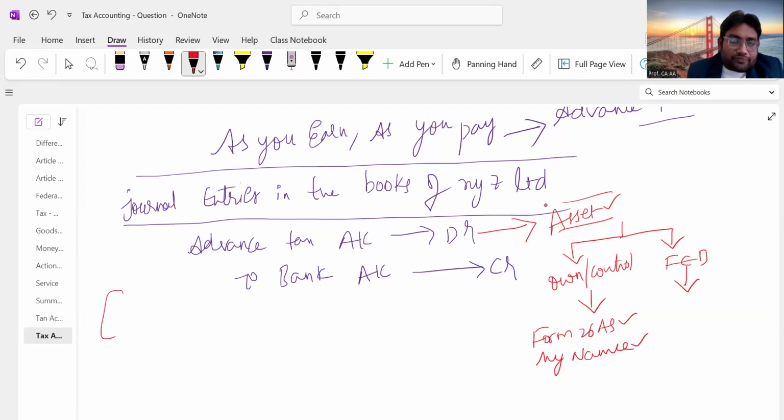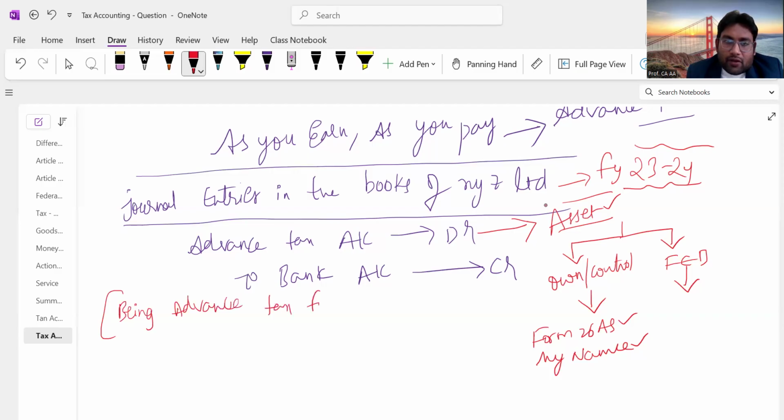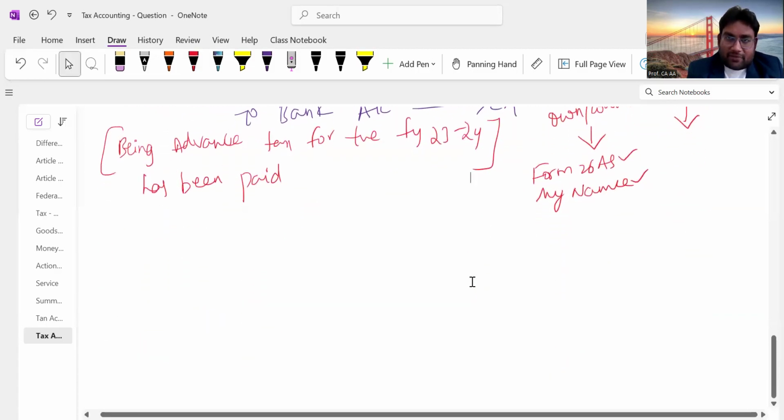Now, these entries are happening in which year? Financial year 23-24. You have to understand it. So the general entry is: advance tax for the financial year 23-24 has been paid. This is the first entry.